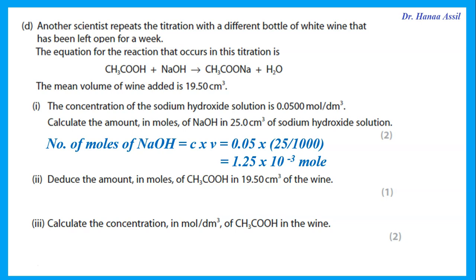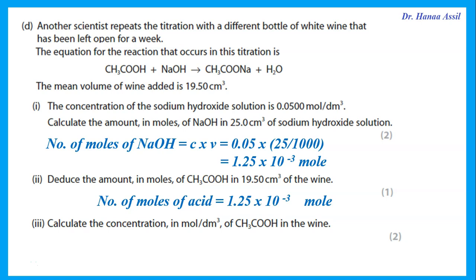Then the next question says, what is the number of moles of the acid? Of course, I go back to the equation. I look at the relationship between the number of moles of ethanoic acid and number of moles of sodium hydroxide, I find that they are the same. So number of moles of the acid is the same as what we calculated.